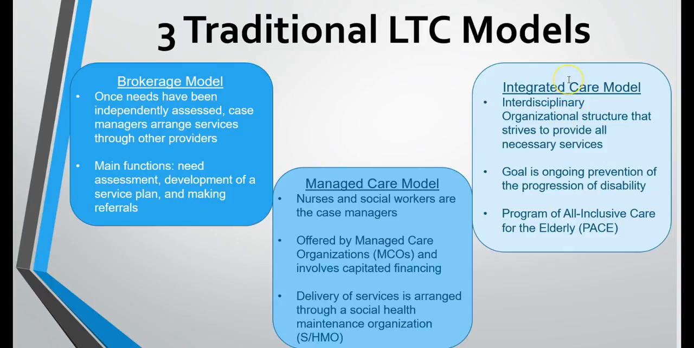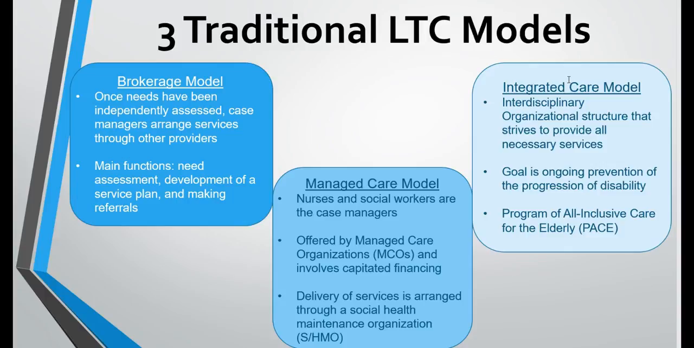Next, we have the integrated care model. So this model exists within an interdisciplinary organizational structure that strives to provide all necessary services that the clients need. Services include medical, social services, such as counseling, advocacy, and ongoing coordination and monitoring. So the goal is ongoing prevention of the progression of the disability.